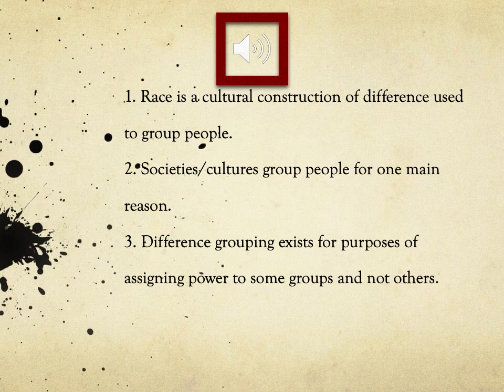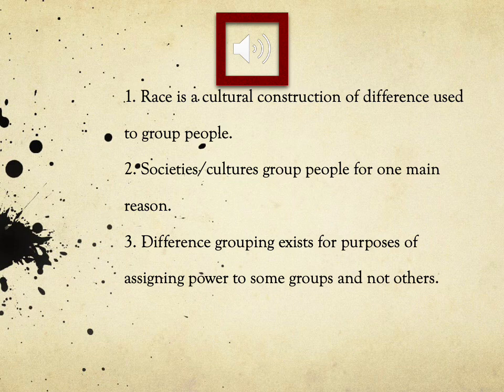Anyway, so race is a cultural construction of difference. It's used to group people. We group people because we need to create us-thems, and whoever we is. Oftentimes power groups will say, we are us, say in America, white people, or even more specifically white men, or even more specifically than that, white men with economic privilege. Us good, them, everybody else bad.